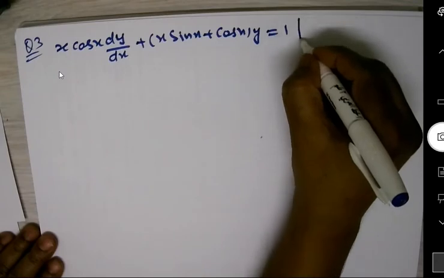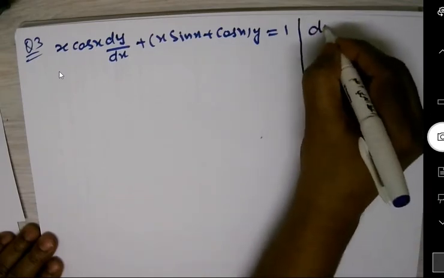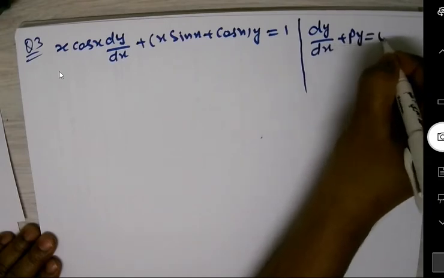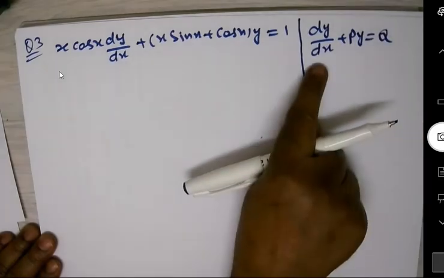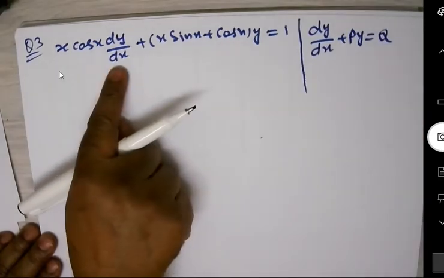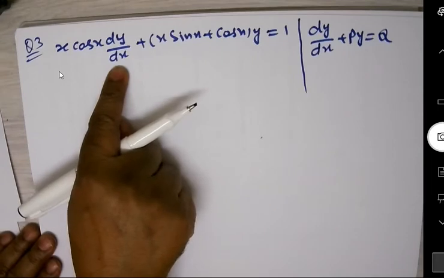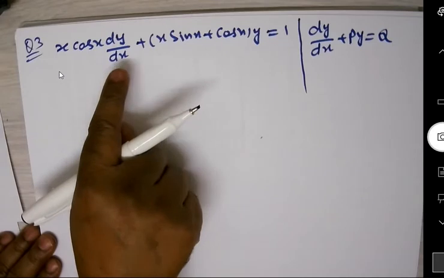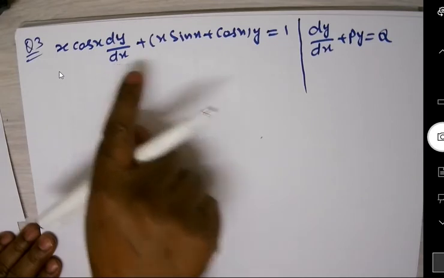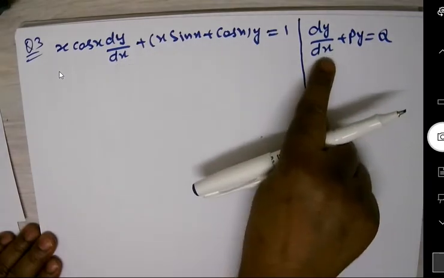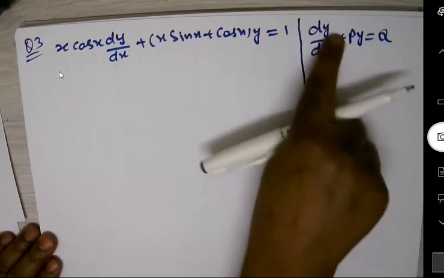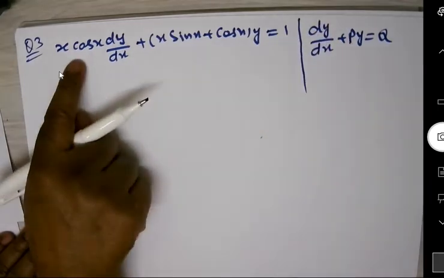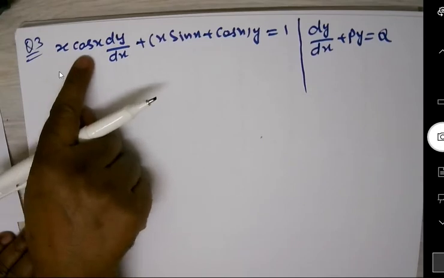If I want to compare with the standard form, it is given as dy dx plus py equal to q. So see that one, here dy dx is alone, but in our equation dy dx is not alone. So what we have to do? We have to write this differential equation in this standard form. So dy dx is alone, that means the coefficient of dy dx is 1. But here the coefficient of dy dx is x cosine of x.